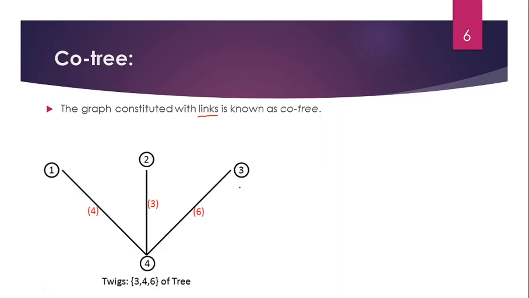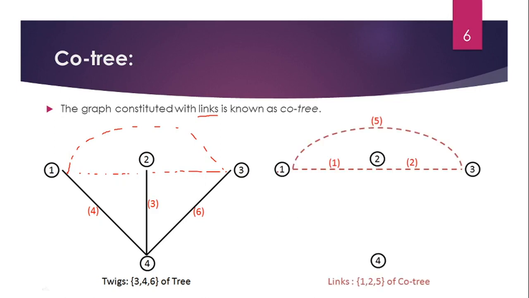So can we say this is a tree? Twigs are 3, 4, 6 of this tree. And the branches which are not included here are branch 1, branch 2 and branch 5, which form a subgraph that is known as a cotree. These are the links, and links make a cotree. When we join this tree and cotree, you will get the complete graph.